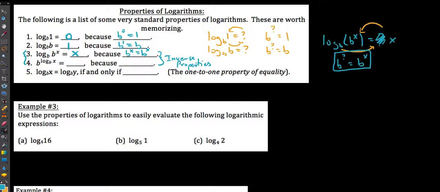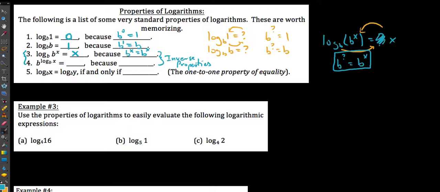Another way to look at this is that when you take the log base b of some exponential thing with the same base, the log and the base part cancel out, and we get left with just the exponent part. It gets the name inverse property because the log base b is undoing the exponential base b, and we just get left with the argument.